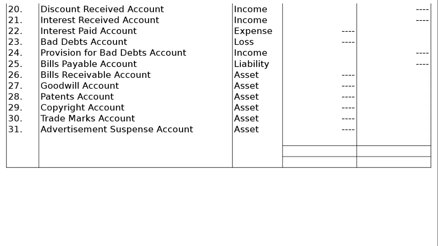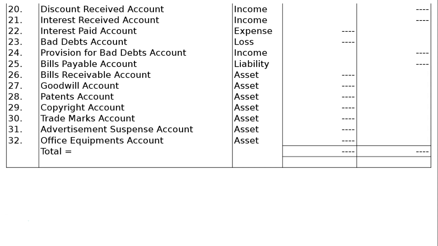31st, advertisement suspense account is an asset. Assets are all debit balances, it will be shown in the debit column. 32, office equipments account, it is an asset, it will be shown in the debit column. And we have to total both the sides, it should tally. Both debit column and credit column should tally.